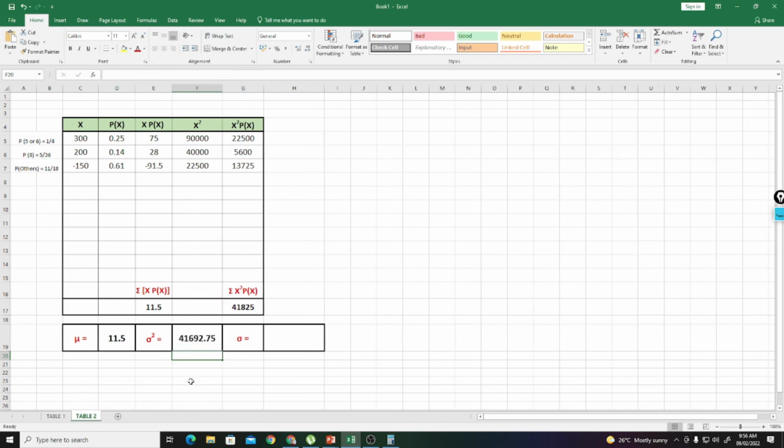So, we have 41,692.75. So, ito yung value ng ating variance. Then, to get the standard deviation, square root natin si variance. Okay, so square root nyan. So, we have equals. We put SQRT for square root, then open parenthesis, then i-click nyo yung cell. Then close. So, yung variance natin is of 204.19. So, ito na yung mga data set natin. So, that will be all.